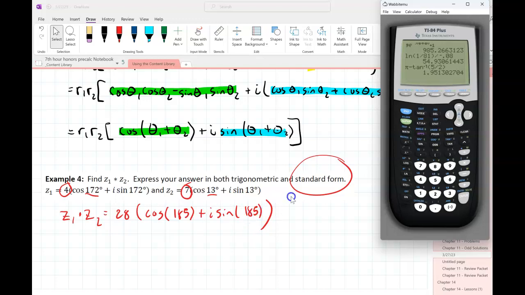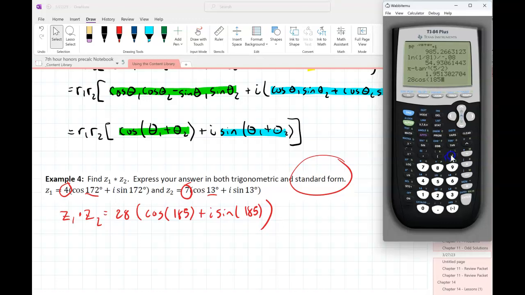To do that, though, what mode does my calculator need to be in? Degrees. How do I know that? Because of that little degree sign next to the angle. Yeah, you got it. So 28 cosine 185. And then 28 sine 185. So I have negative 27.89 minus 2.44i.